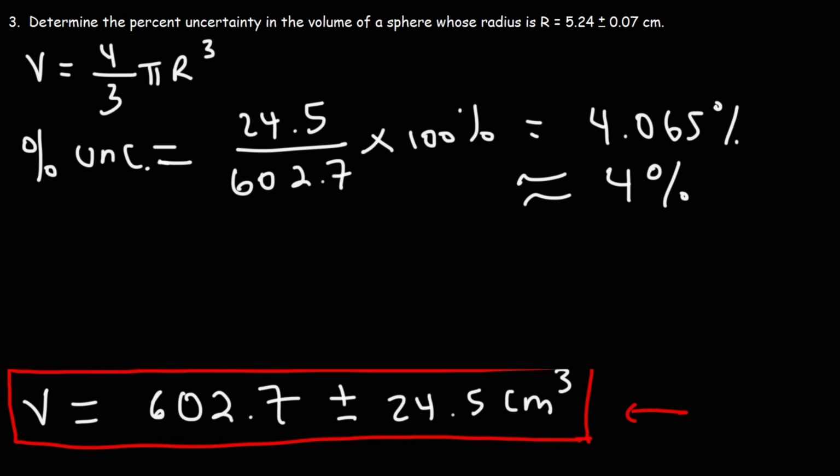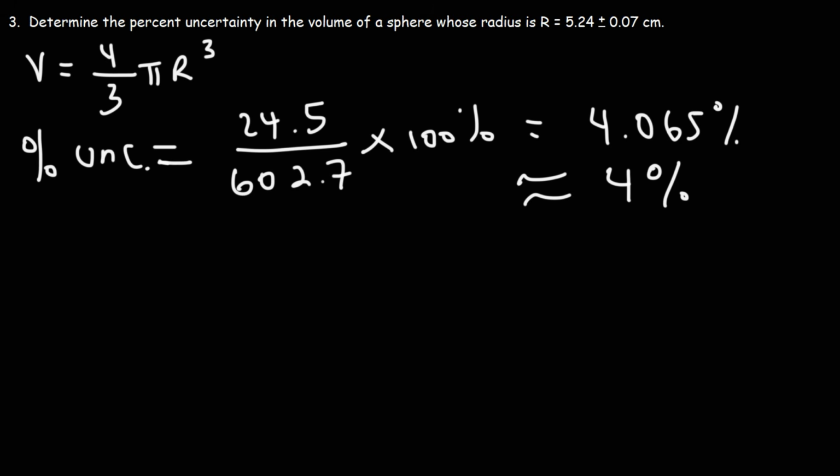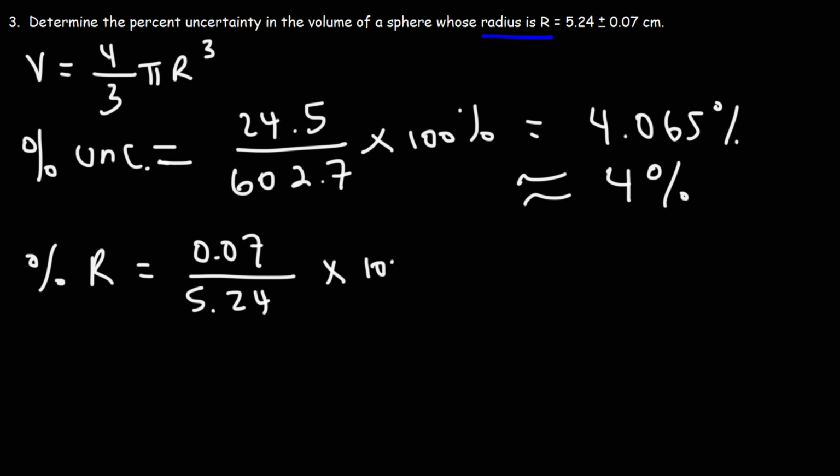Now, there's a quicker way in which we can get the same answer, a shortcut method, if you will. So let's calculate the percent uncertainty, not of the volume, but in the radius of the sphere. So the percent uncertainty, I'm going to put R for the radius. It's going to be the estimated uncertainty, 0.07, divided by the measured value of 5.24 times 100%.